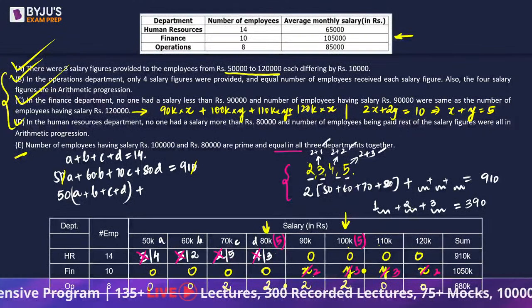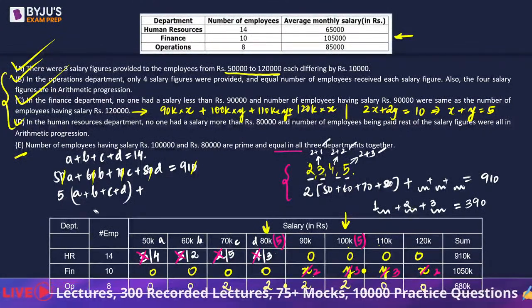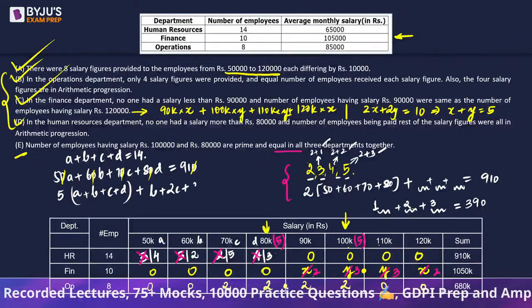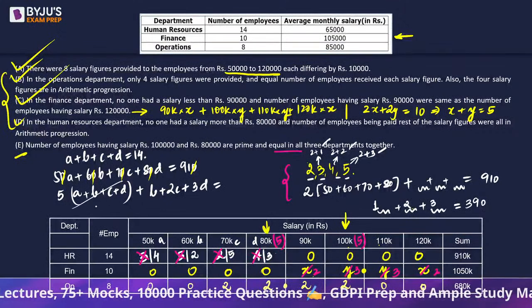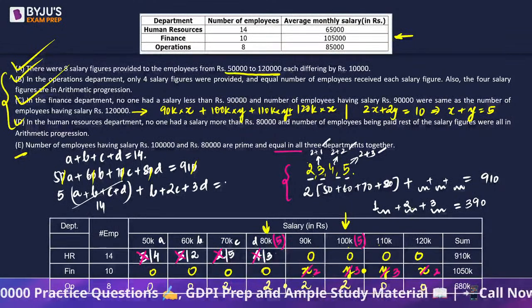So we will get rid of these zeros, so we don't have to deal with larger numbers. So we'll have 5 times A plus B plus C plus D, plus B plus 2C plus 3D is equal to, this is 14, right? 14 into 5 is 70, 91 minus 70 is 21.